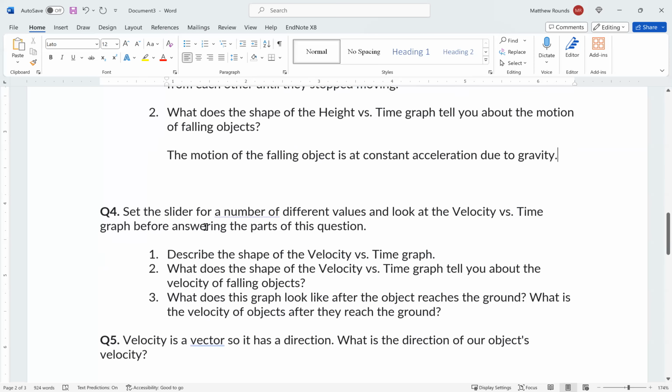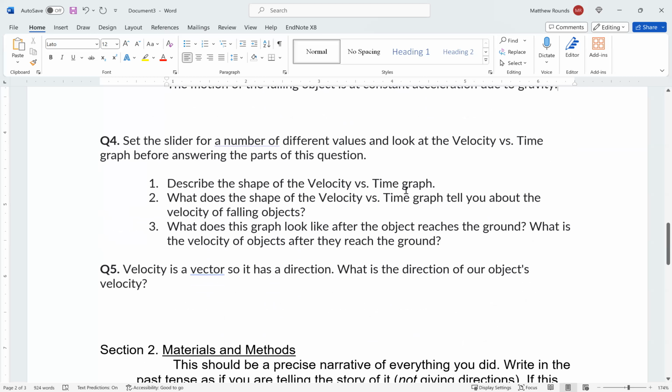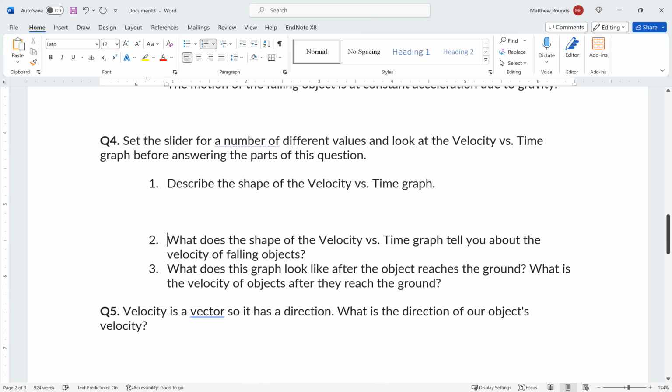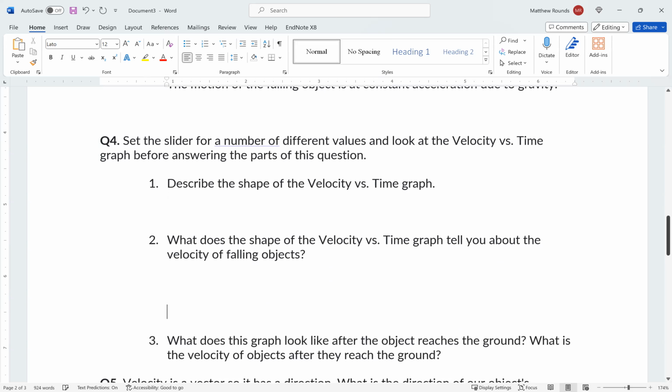Okay. So now the next thing here is we're going to look at the slider. We're gonna change that slider again, but this time we're going to look at the velocity versus time graph. Okay. Let's go back and look at that.